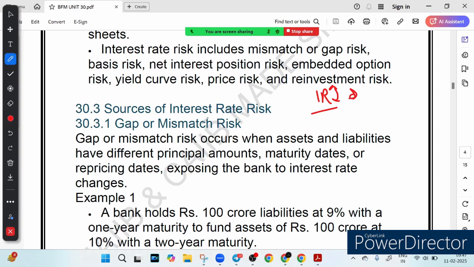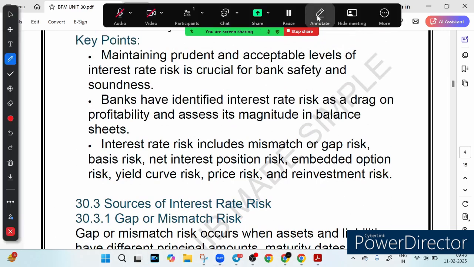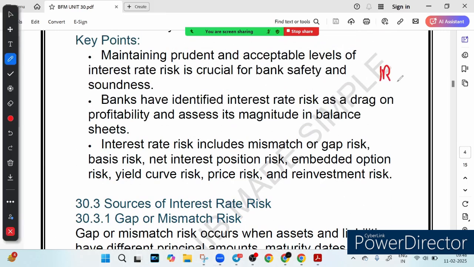So two things can happen, right? Let me talk about both. The first thing that can happen is that interest rate rises. If the interest rate rises, the bank may have to pay more on deposits while still earning a lower rate on loans. And the second thing that can happen is that interest rate decreases. It means they might earn less on new loans, reducing profitability.